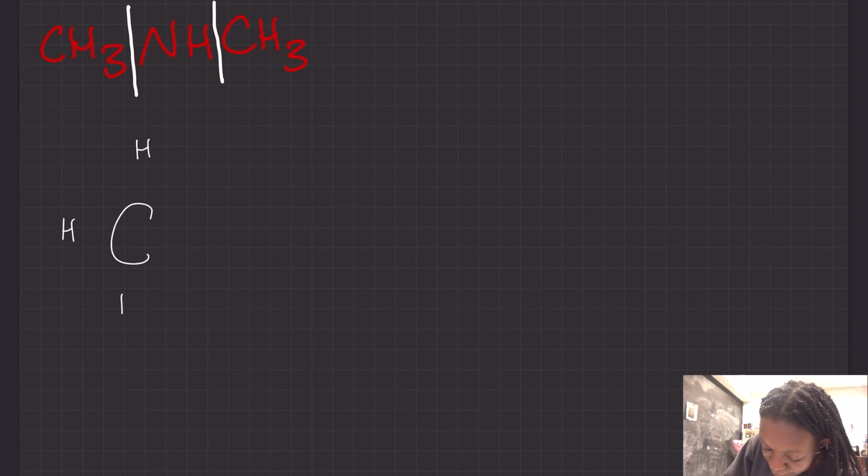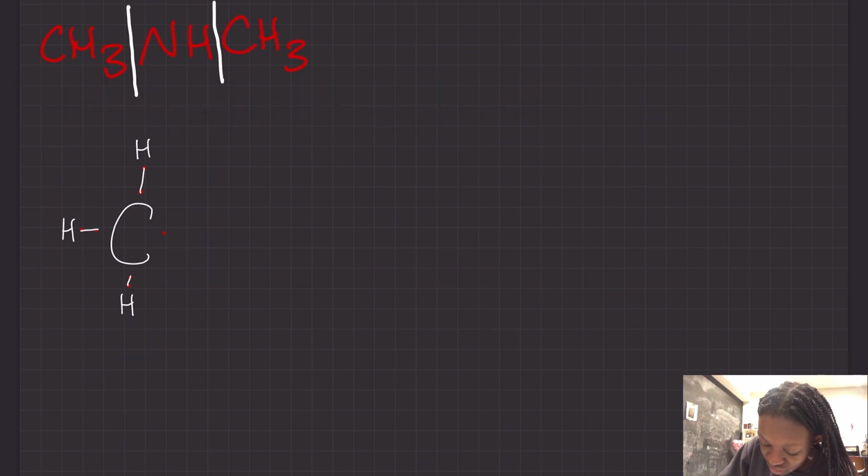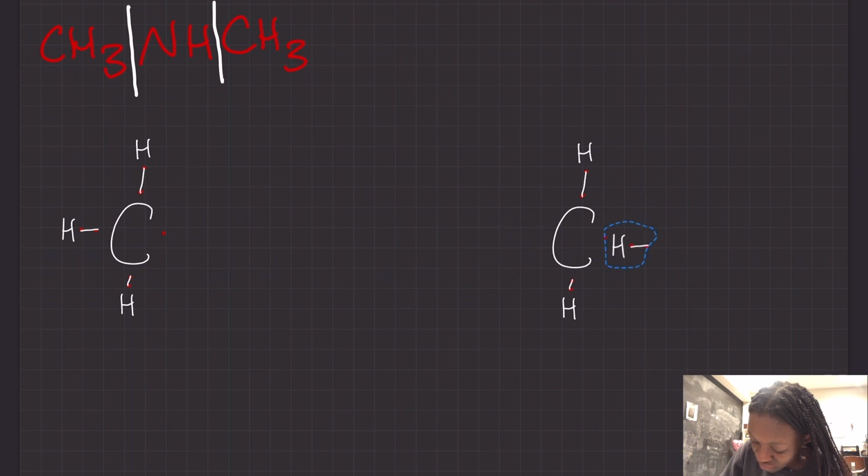C, H, H, H. We know that carbon has 4 valence electrons and that hydrogens only carry 1. Right now we have a bond, and a bond. So we're missing 1 bond that goes there. And there's another CH3. Oh, I wanted to duplicate it. Just like that on the other side.